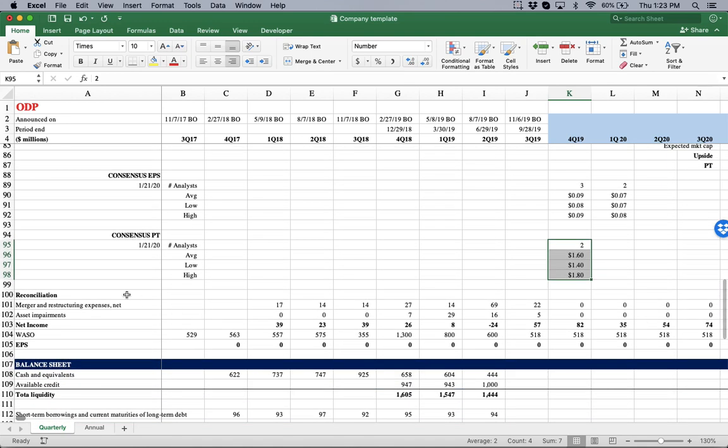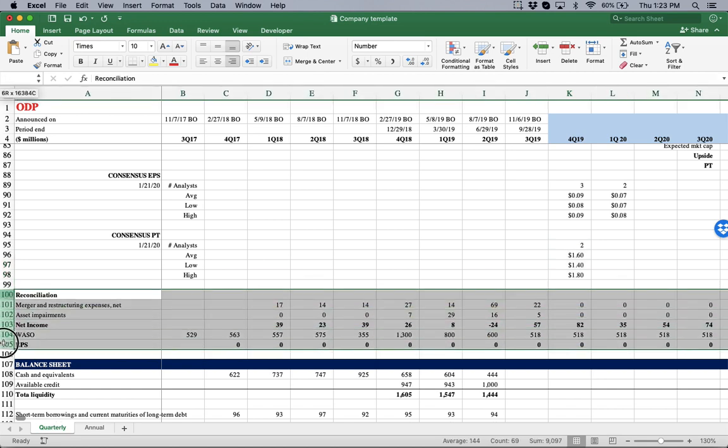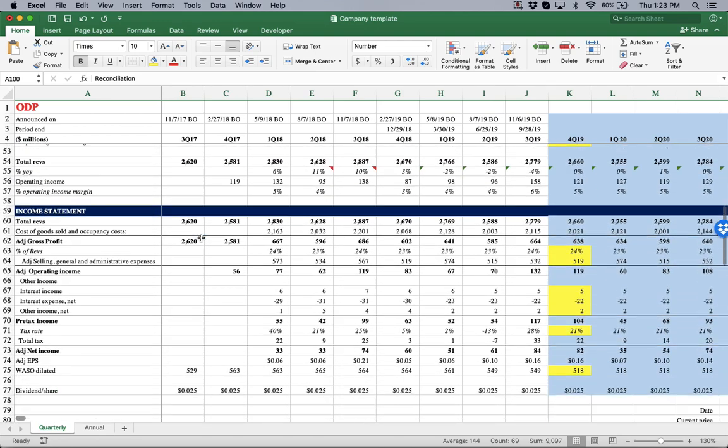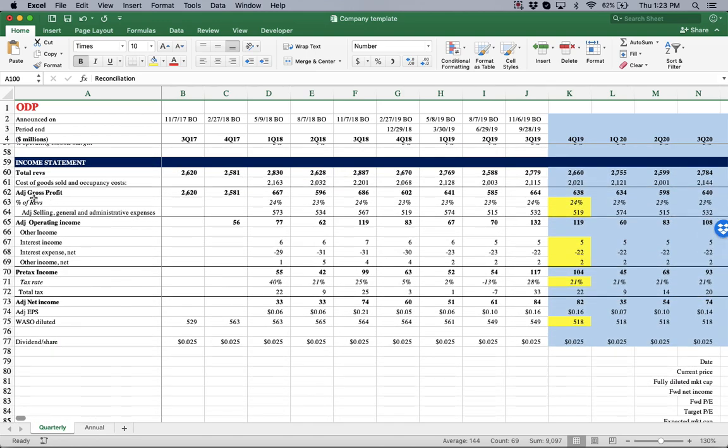Now again, every company is going to be different. So Office Depot, they do have some adjustments to their GAAP figures. So they also report non-GAAP items. So that's why we have a reconciliation section down here. If a company doesn't have any non-GAAP reporting, then you wouldn't need an adjusted line for gross profit. You wouldn't need an adjusted operating income. It would just be the GAAP figures.